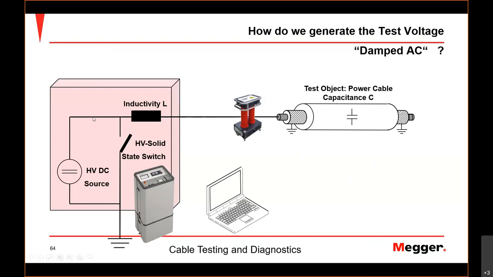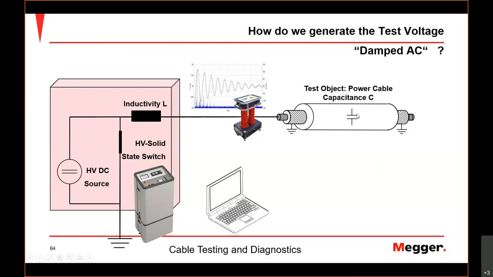So you charge up your cable. After these 3 or 4 seconds, this switch here, an electronic switch, will close. Now your DC source is out of the loop. It has no supply anymore. And you create a resonant circuit between cable capacity and instrument inductivity. And this voltage always goes through that coupler. And there it is measured.